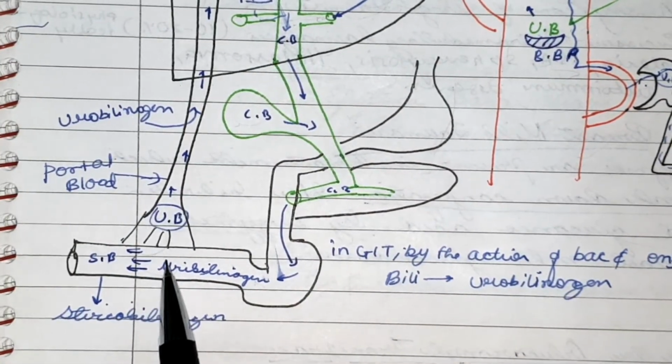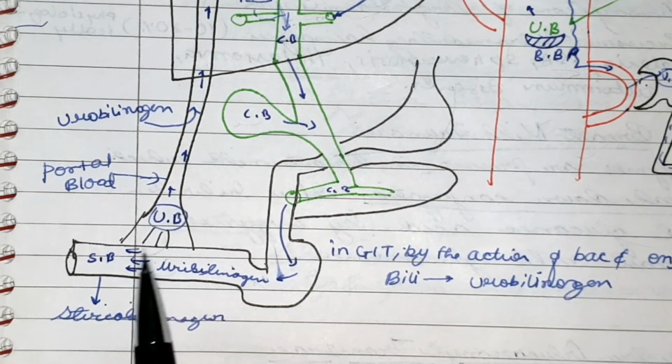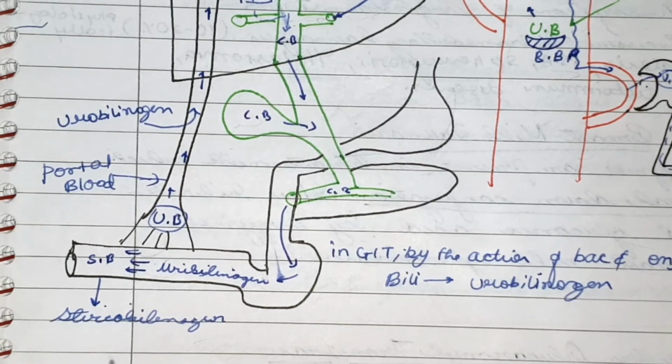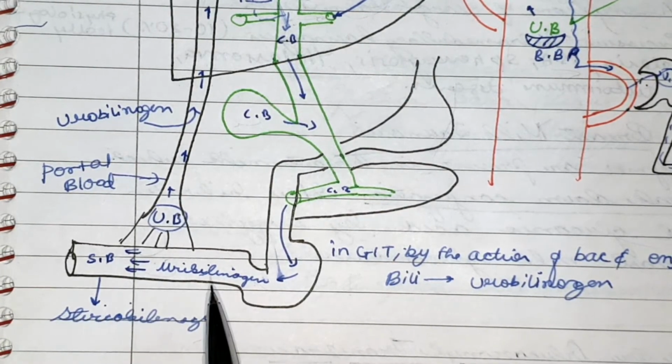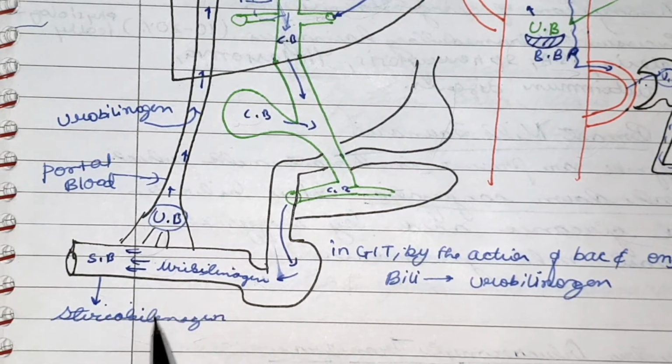Now, the urobilinogen which was not taken up by the portal blood is converted by bacteria into stercobilinogen. Stercobilinogen gives the color to your feces and darkens them. So absence of stercobilinogen in your feces leads to pale stools.